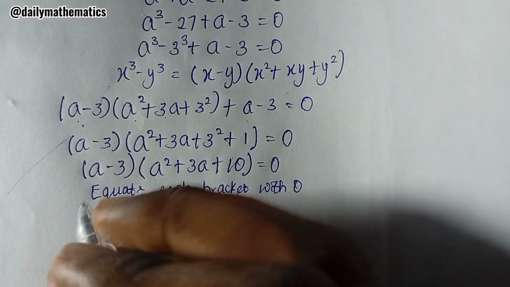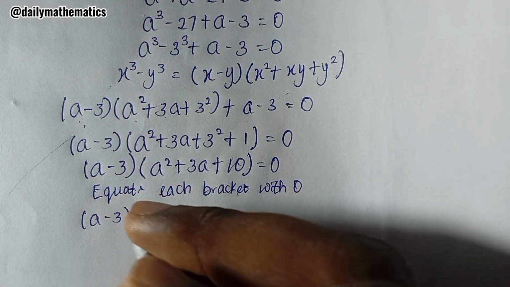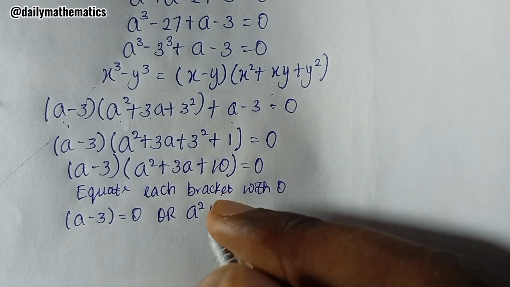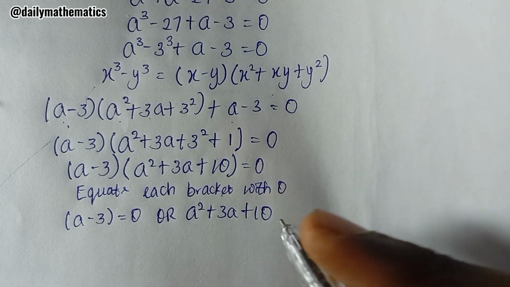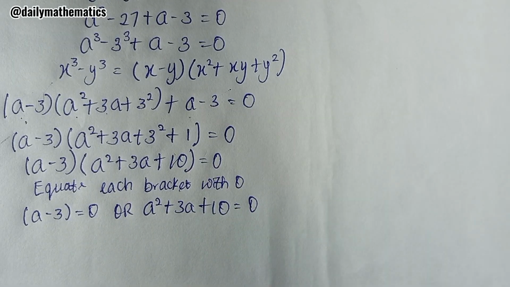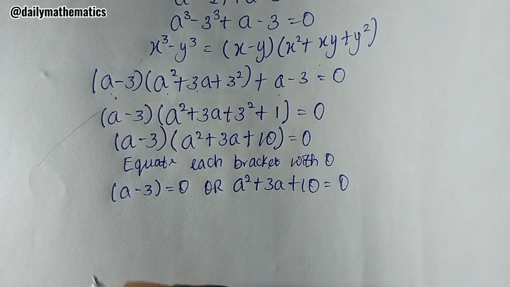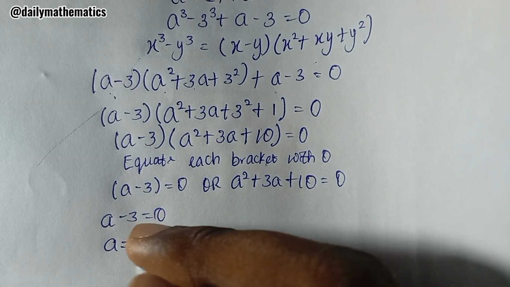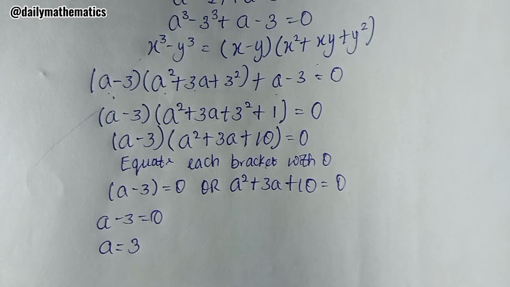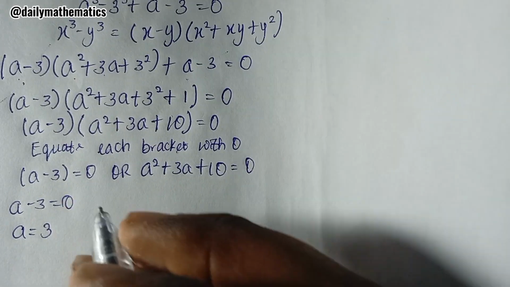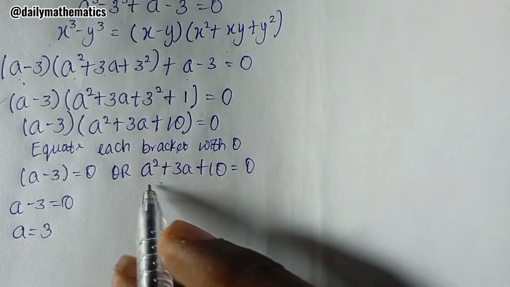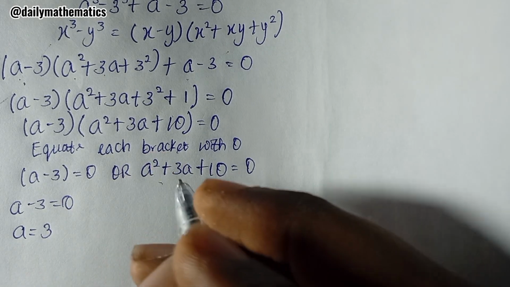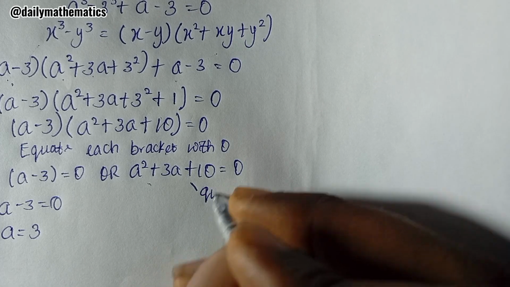So from here, we'll have a minus 3 equals 0, or a squared plus 3a plus 10 equals 0. Okay, so from here, what can we say? From here, we can have a minus 3 equals 0, a equals 3. That's the first value of a, right? And here we can have a squared plus 3a plus 10 equals 0. So this is a quadratic equation.